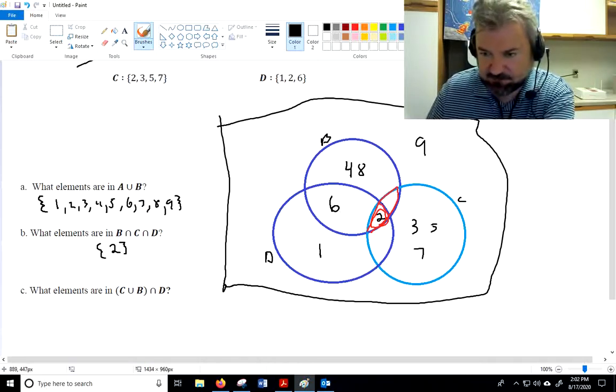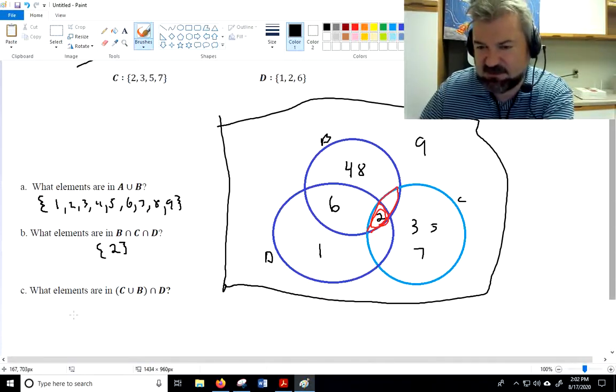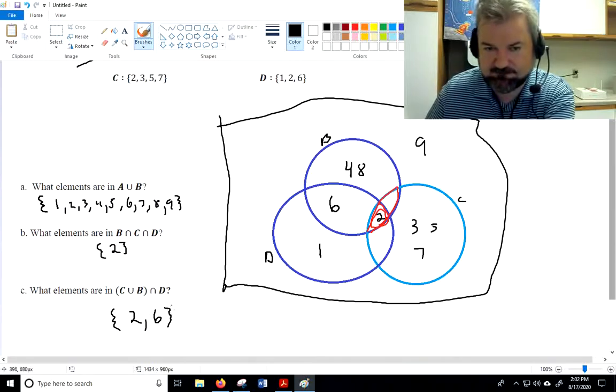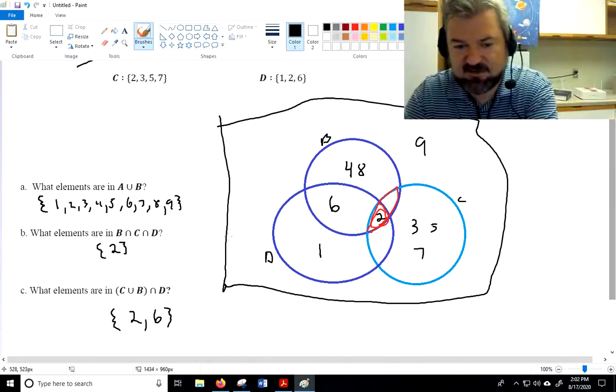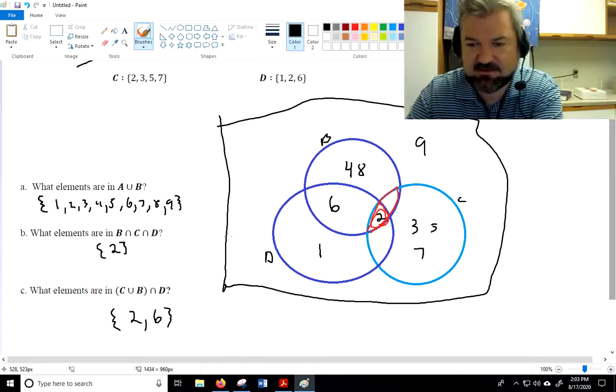Intersected with D. So that's anything that's in C and everything that's in B. So that's everything that's in C and everything that's in B and then intersecting with D. So it has to be in D, but it also has to be in either B or C. So that would be 2 or 6. So that's everything that is in B or C, excuse me, and in D.